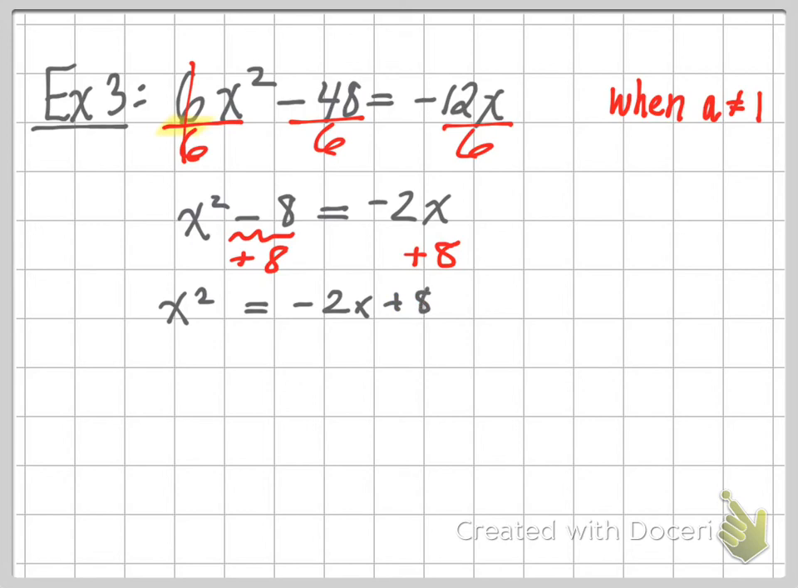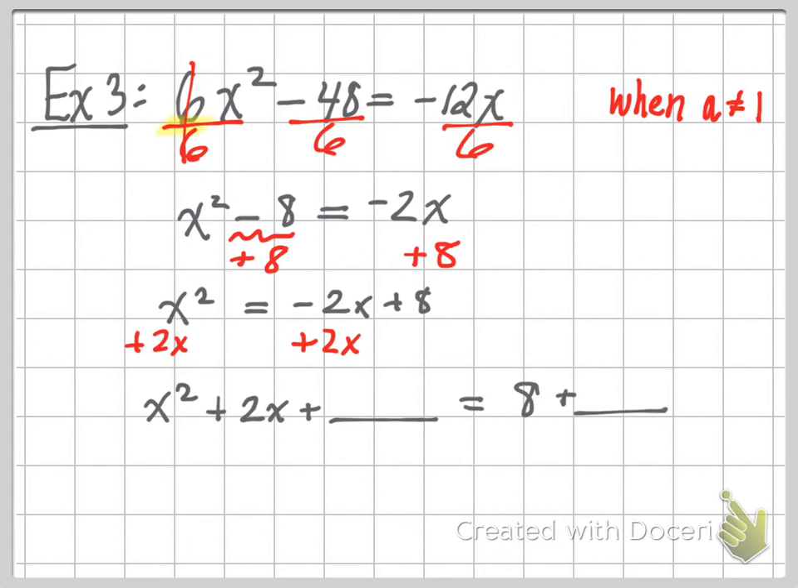And now I'm going to add 2x over to the left, and I have x squared plus 2x plus something is equal to 8 plus something. So I'm going to leave the rest up to you. So can you complete the square, factor, and solve using square roots to get a final answer here?